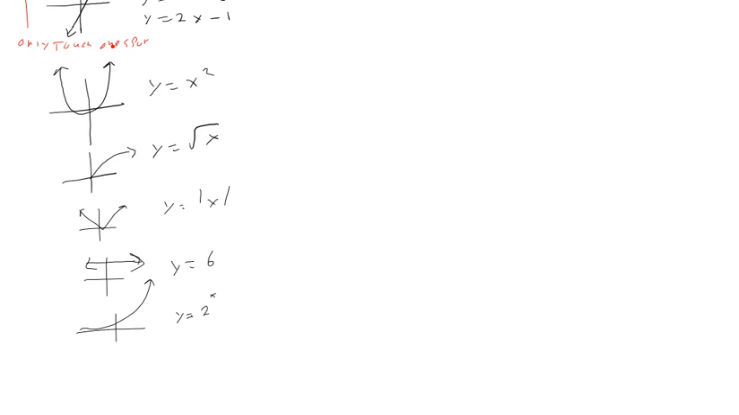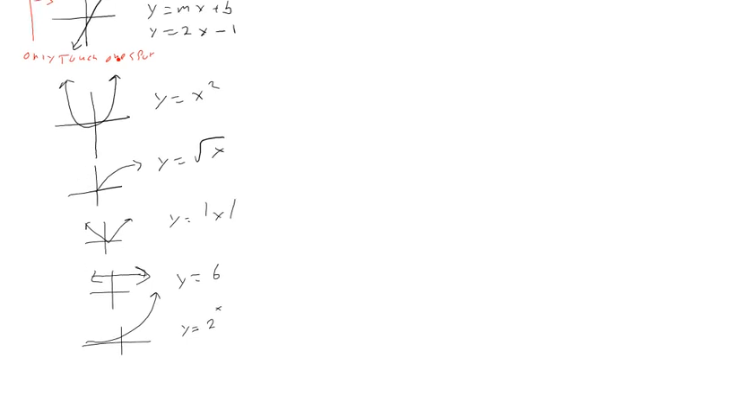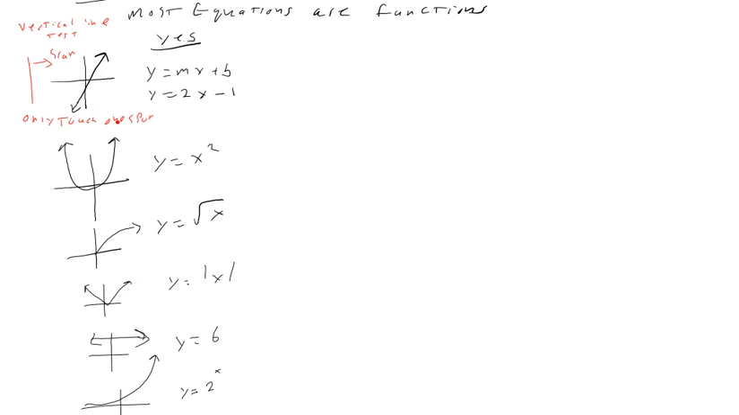Things that are not functions. What are those? Things that do not count. Things that are not functions are equations like x equals y squared. This looks like a sideways parabola. If we imagine a vertical line test, it touches twice. And that's why that's not allowed.